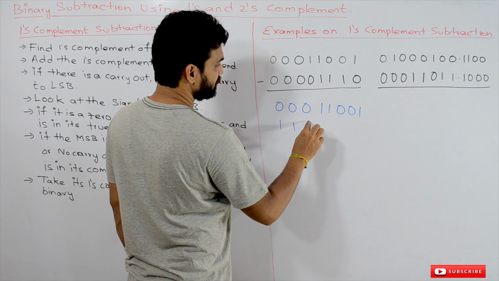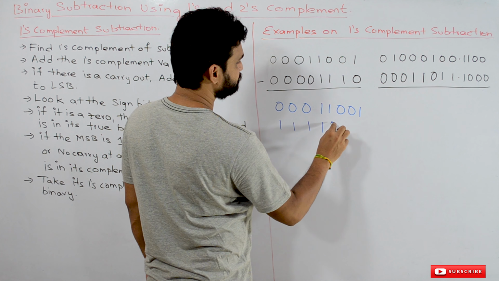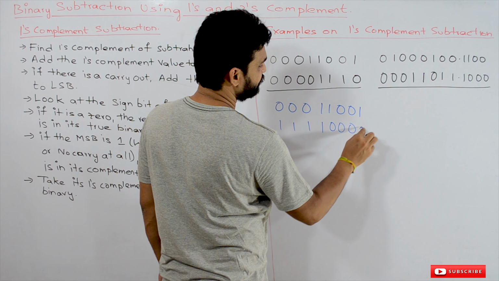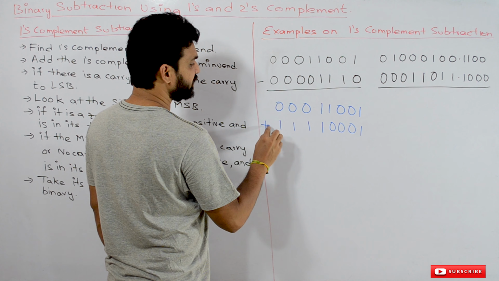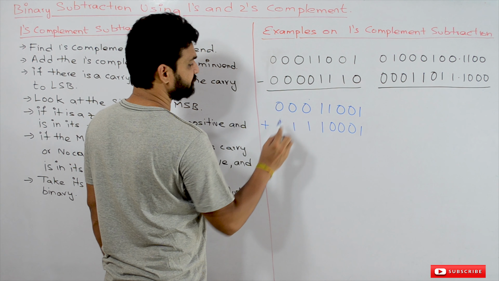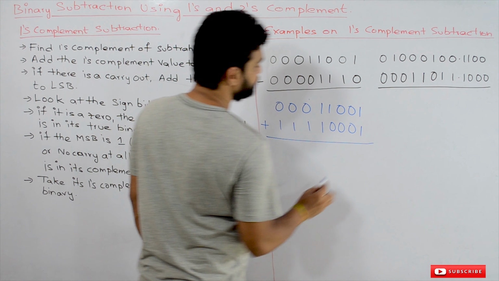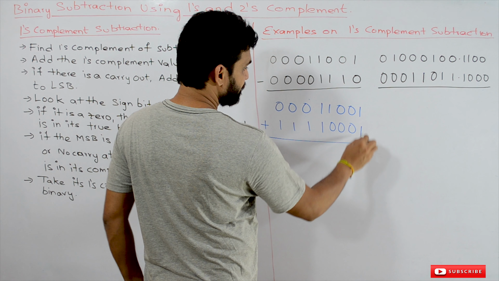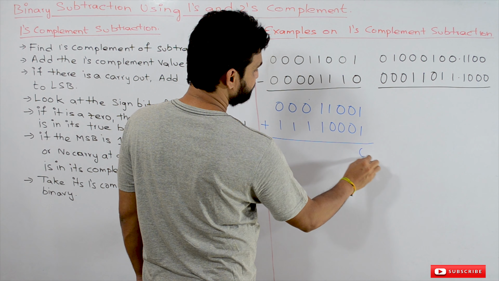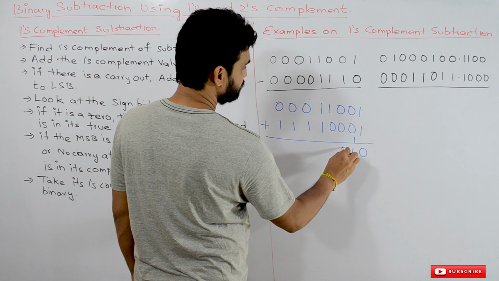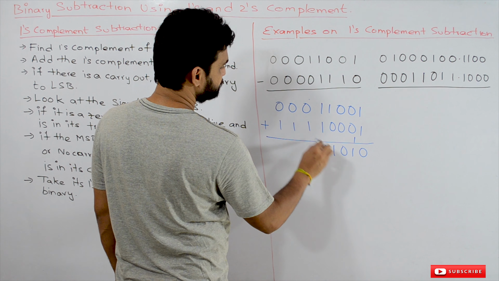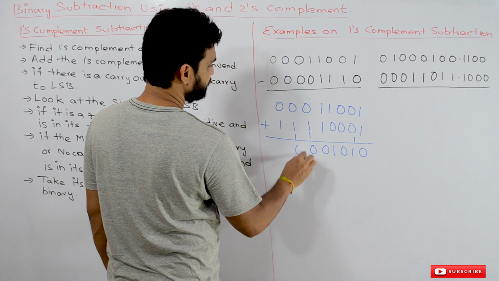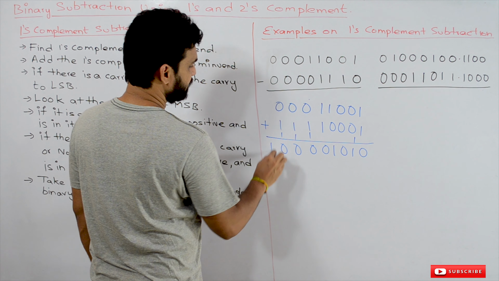1 1 1 1 0 0 0 1. So this is the ones complement of this number. Now we have to add this ones complement to the minuend. So what do we get? Adding, it is 0 1 1 0 1, 0 1 0 1 0 1 and 0 1.